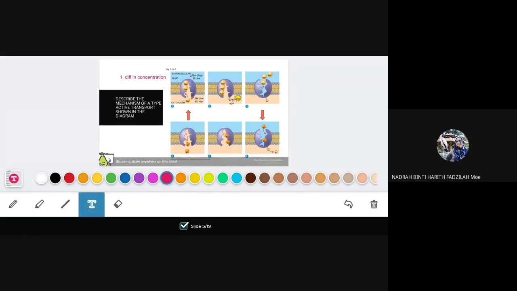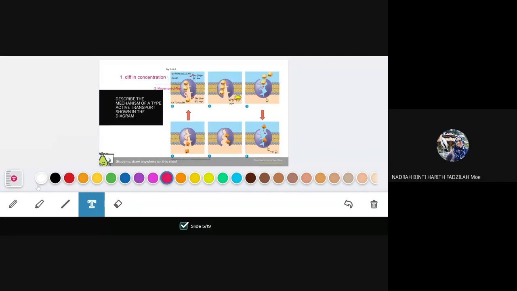Number 2. Take a look at this. The movement of Na plus. So step number 2 is 3 Na plus bind to carrier protein. Okay, step number 2. Kena sebut berapa biji. And then 3 Na plus bind to carrier protein.